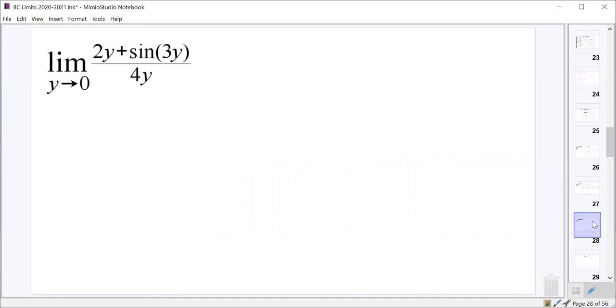All right, what about one like this? 2y plus sine 3y over 4y. This is still 0 over 0, right? Still indeterminate. Split the limit into limit as y approaches 0 of 2y over 4y plus the thingy of the other one. That is very technically well explained.